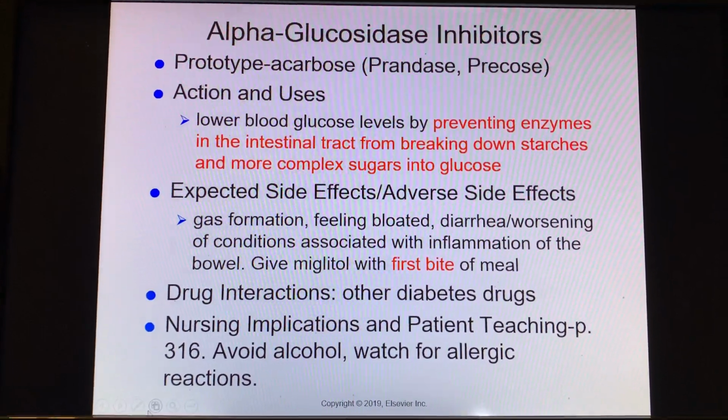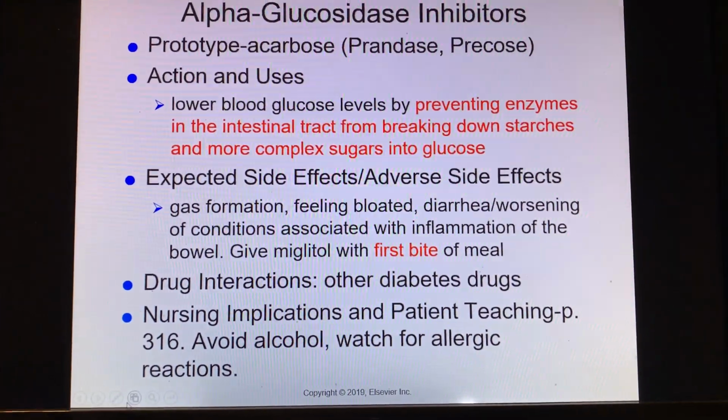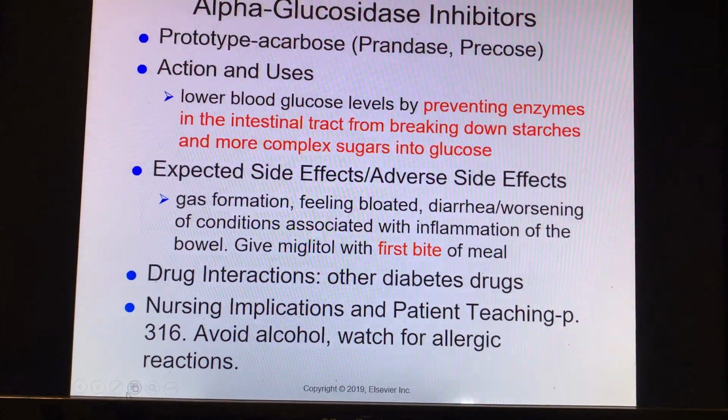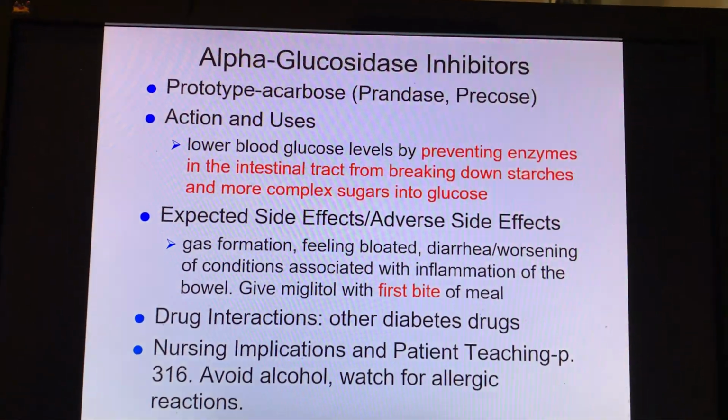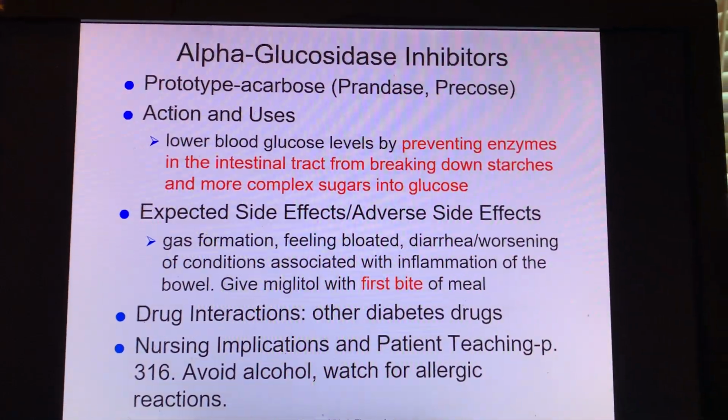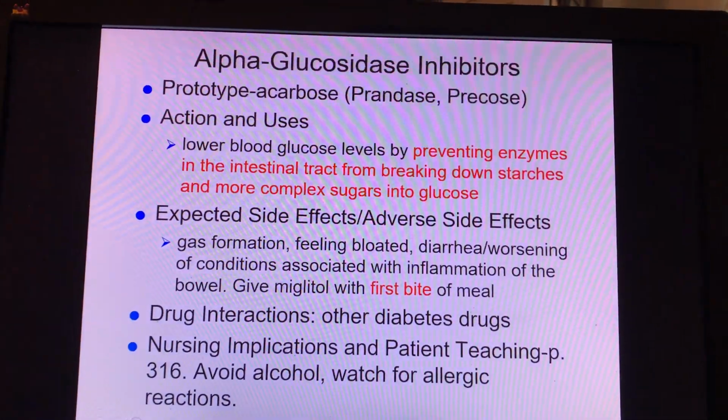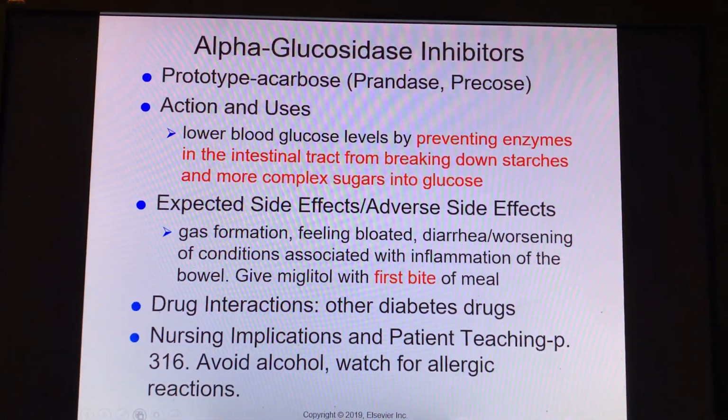The other type of drug, miglitol, you give it with the first bite of a meal, but truly that's pretty much all of these. Like take a bite and then take your miglitol, but I think that's true of all these oral hypoglycemic drugs.